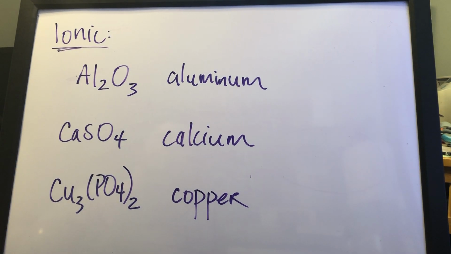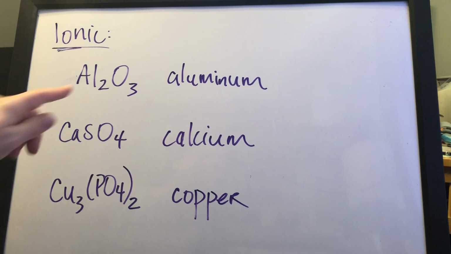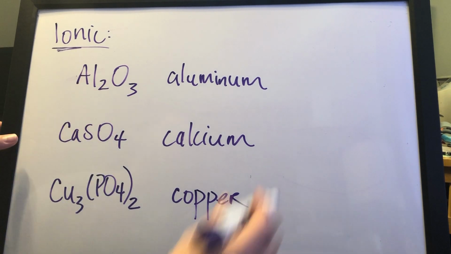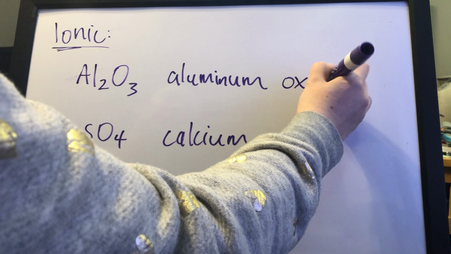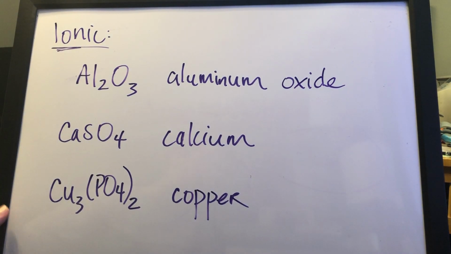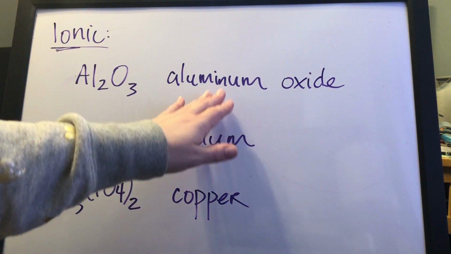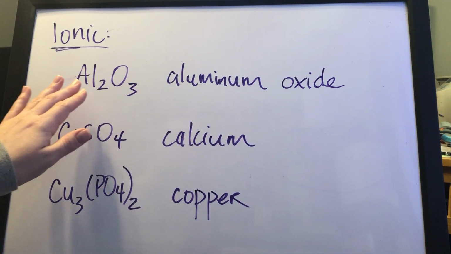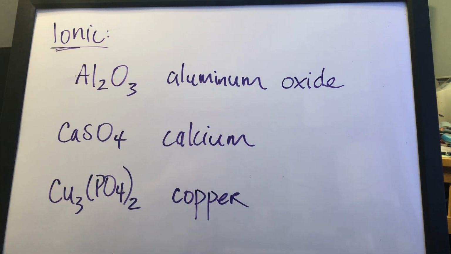And then to name the anion, or the negative one, all you do is change its ending to "ide." So this is oxygen, and that becomes oxide. And so that first one is done. Aluminum oxide is its name. Again, notice that the name has no indication of the 2 aluminums and the 3 oxygens. The name has no indication of how many atoms are in the formula.